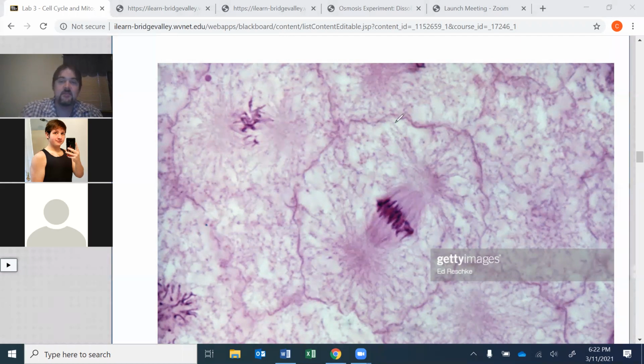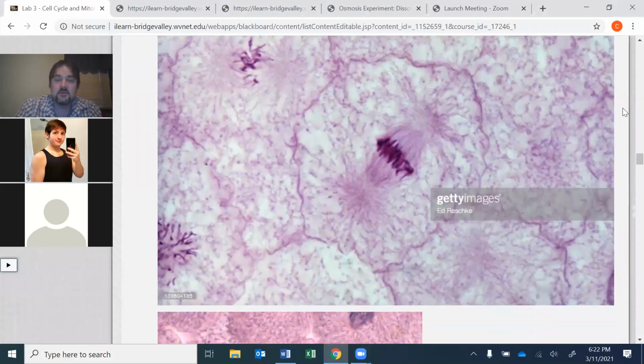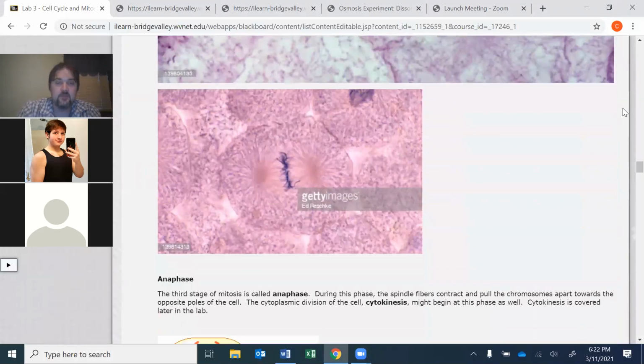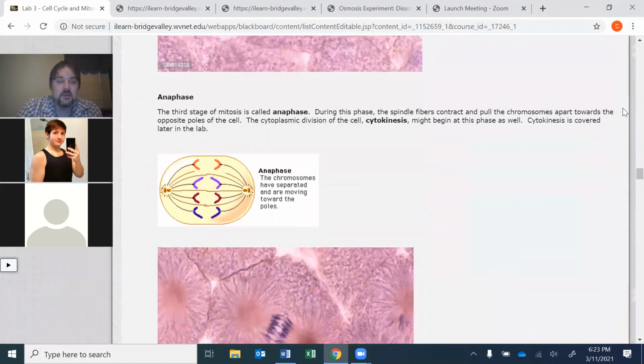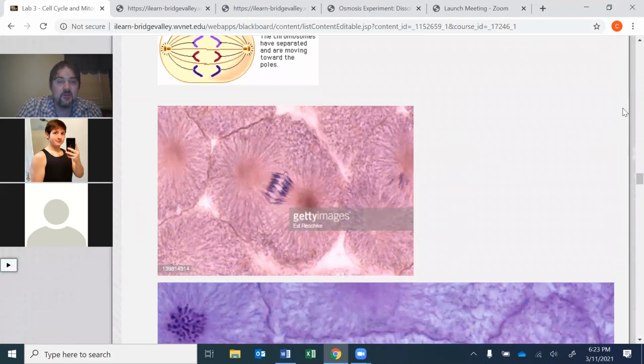But metaphase, if you see that dark line down the middle, that's metaphase. There's a nice little picture right there as well of the chromosomes lined up. Once the chromosomes get pulled apart, you're going to see two dark lines, and that's called anaphase. And so you can see a picture there. The cells are getting pulled to opposite sides.